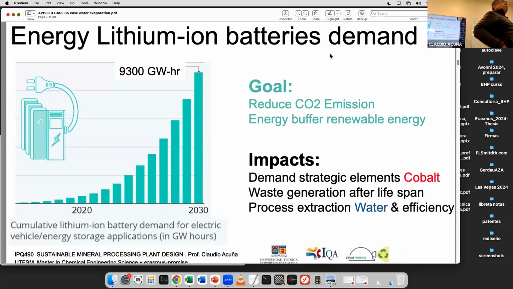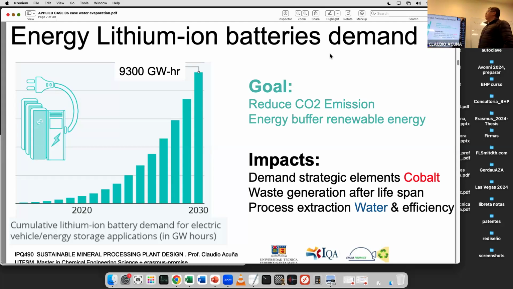Why lithium? Lithium is a buffer of energy. It's, let's say, a good battery, but not that good because after 5 years we need to recycle. So I don't think that we're going to continue with lithium batteries. We're going to do something different. Anyway, this is the demand of energy to be stored. It's a lot of energy, so we need a lot of material.